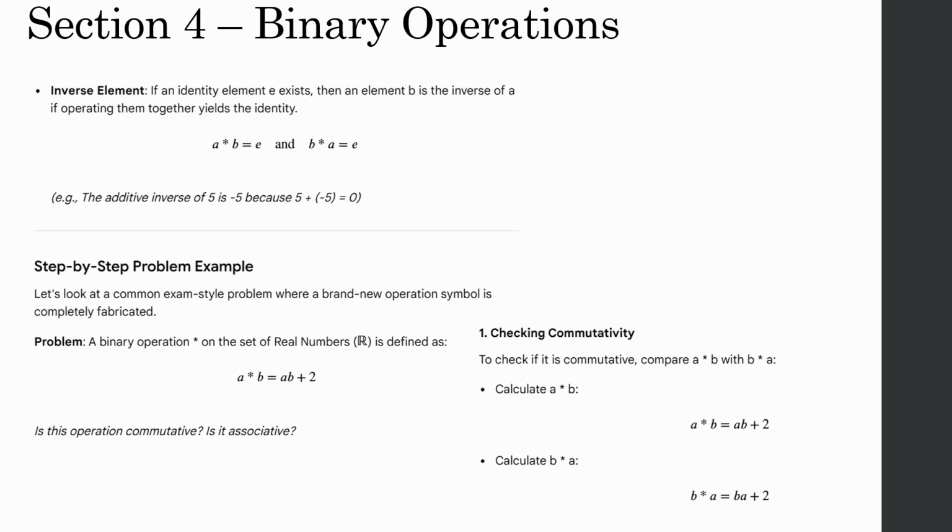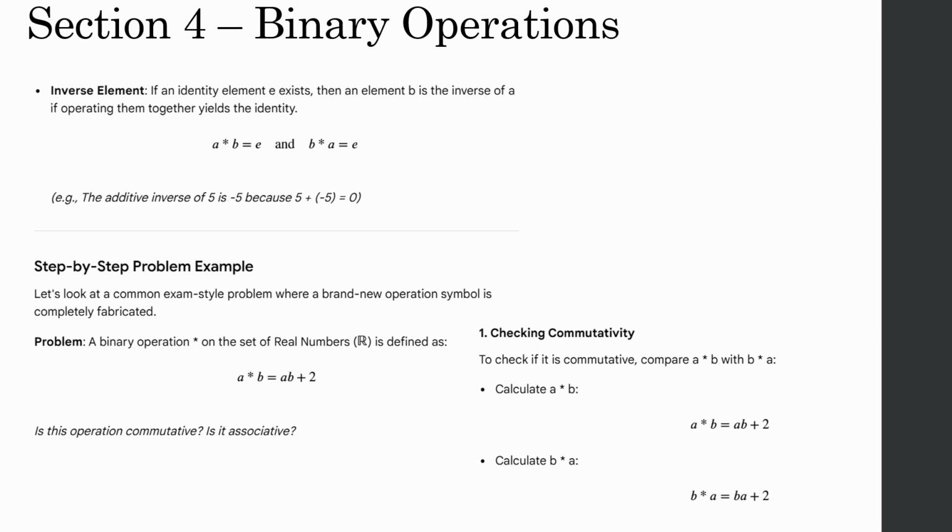Let's look at a problem step by step. Problem. A binary operation star on the set of real numbers is defined as A star B equal to AB plus 2. Is this operation commutative or is it associative?